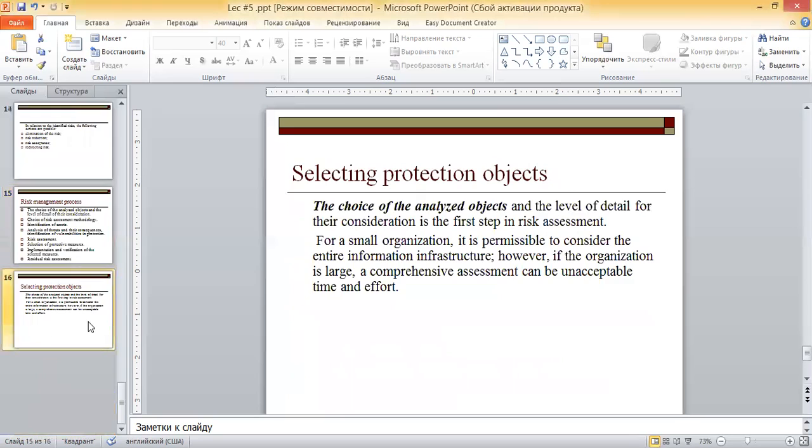So, in conclusion, selecting protection objects. The choice of the analyzed objects and the level of detail for the consideration is the first step in risk assessment. For a small organization, it's permissible to consider the entire information infrastructure.